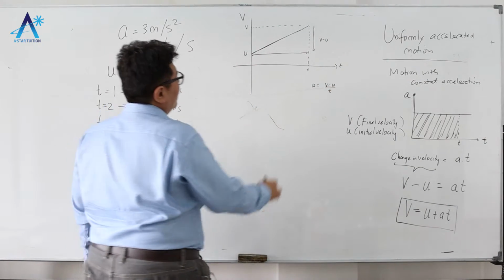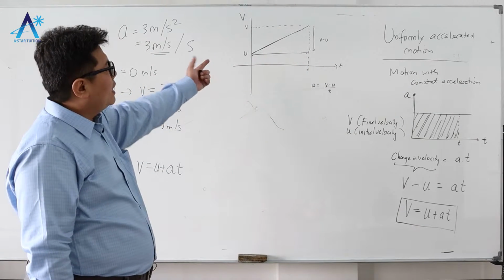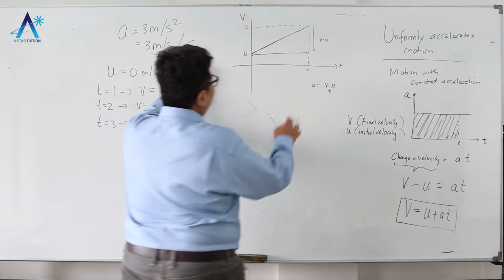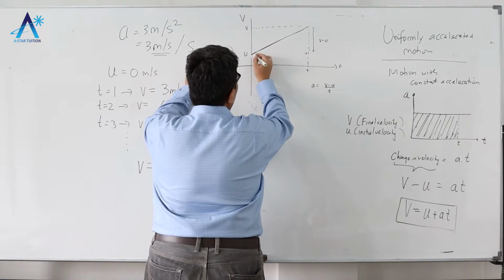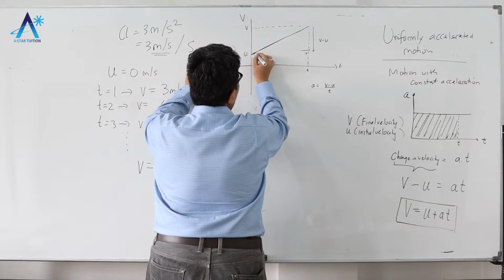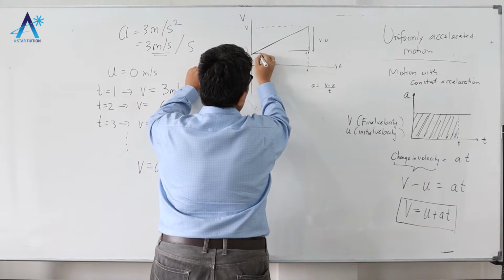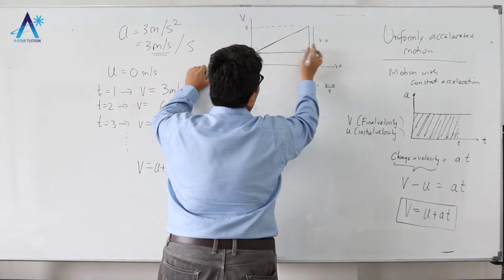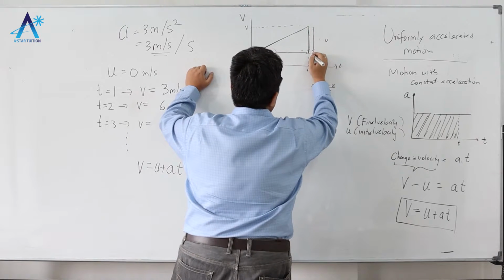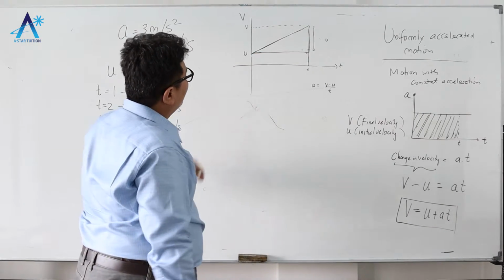Okay. Now how do we calculate the area under the graph? You can see that there is actually a triangle over here. This is the triangle, and beneath the triangle there is a rectangle. So we need to find the area of these one by one.